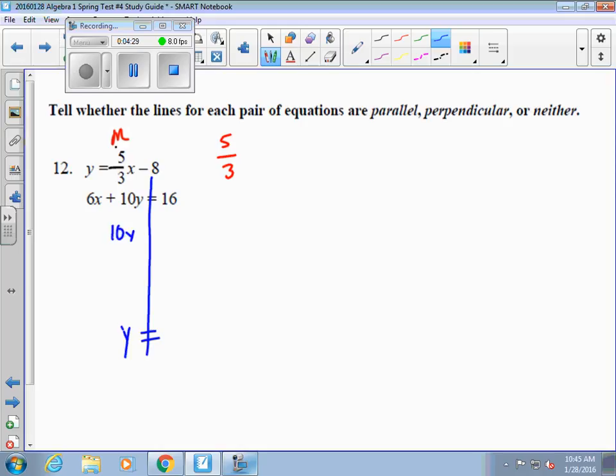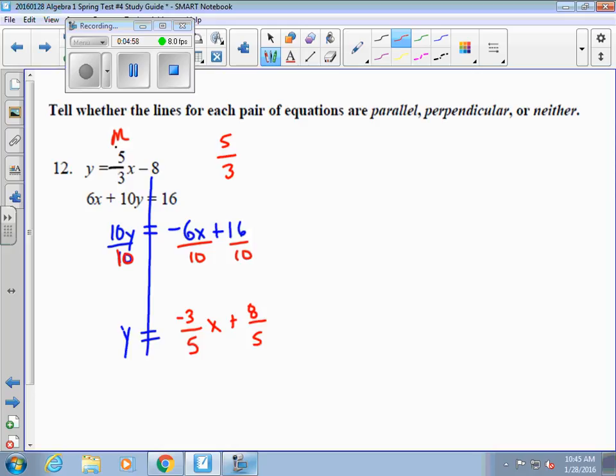10y will stay right there. Equals 6x will become negative 6x, positive 16. Then divide by 10 to get y by itself. Do the same here and here. Negative 6 divided by 10, the number 2 goes into negative 6 negative 3 times, and into 10, 5 times. So negative 3/5x. 16 divided by 10, the number 2 goes into both of these. It goes into 16 8 times and into 10 5 times.